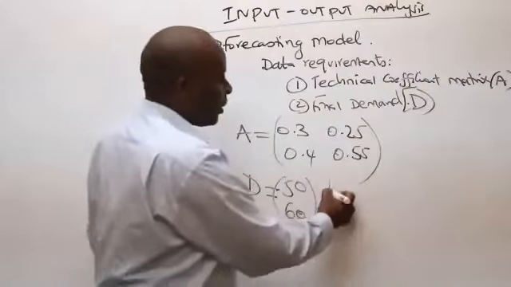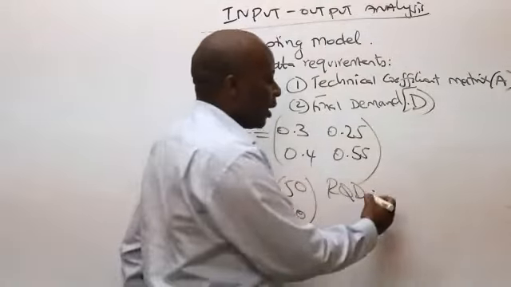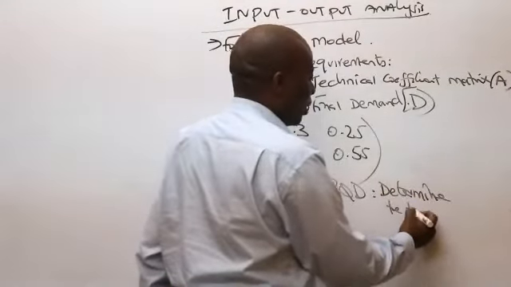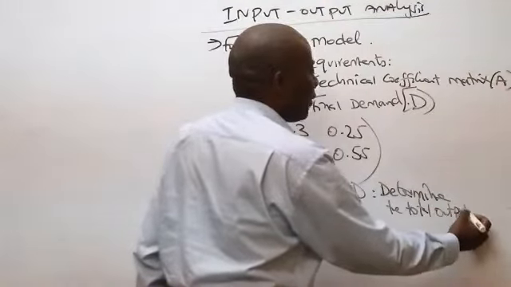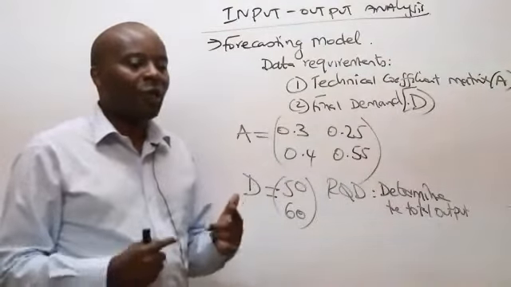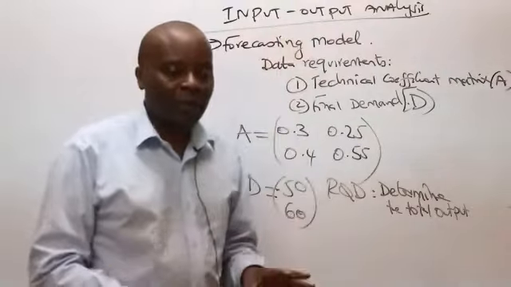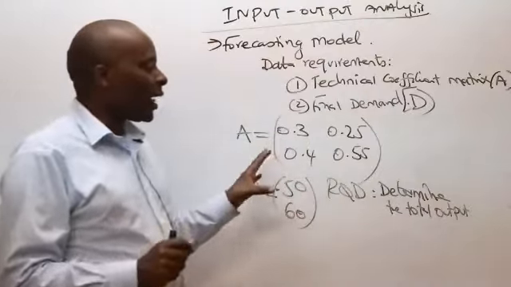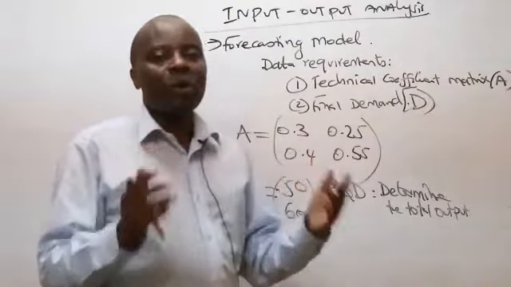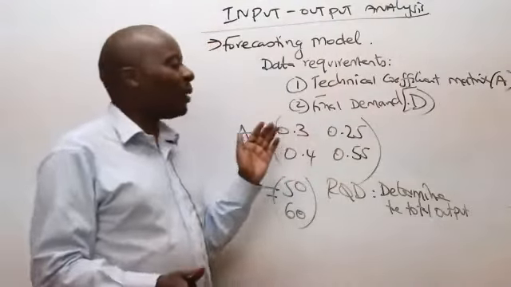We are required to do something very easy: determine the total output. Before I tell you how we construct the technical coefficients matrix and what final demand stands for, let's put everything in perspective by first looking at how we do the modeling. Once we understand the modeling, the background to the model will be straightforward. So this is my little example for you.